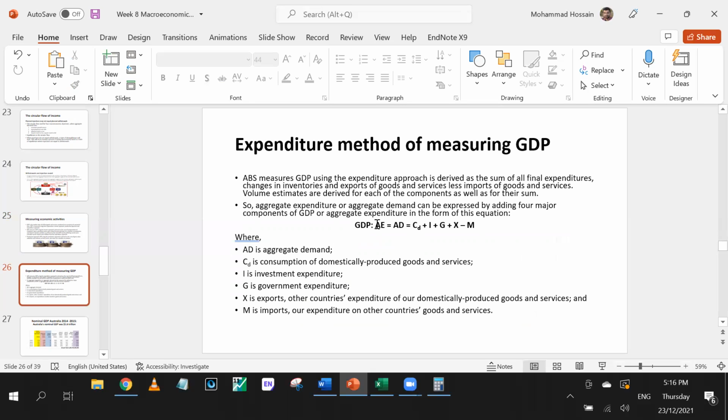Look, GDP will be equal to aggregate expenditure or aggregate demand, which will be equal to C plus I plus G plus X minus M. C is the consumption, I is the investment, G is the government expenditure, X is the export, M is the import. Okay, so what is consumption?